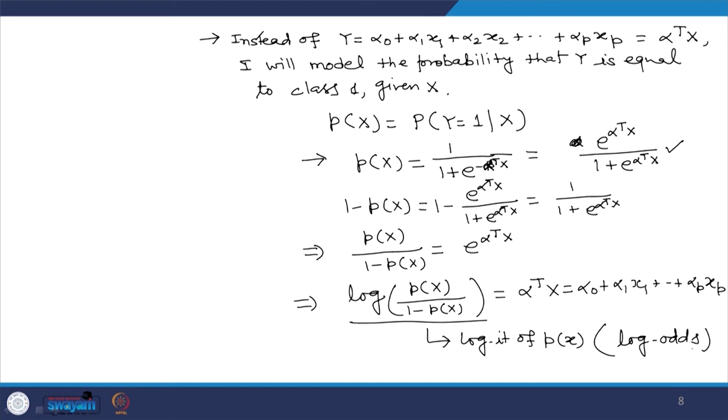So, now what I need to do, like we have done in linear regression, we have to find out the parameters alpha naught, alpha 1 up to alpha p based on the given data. Here also we will do the same kind of thing. So, let me come to the process of how we will estimate alpha naught, alpha 1 up to alpha p. I am continuing with logistic regression.